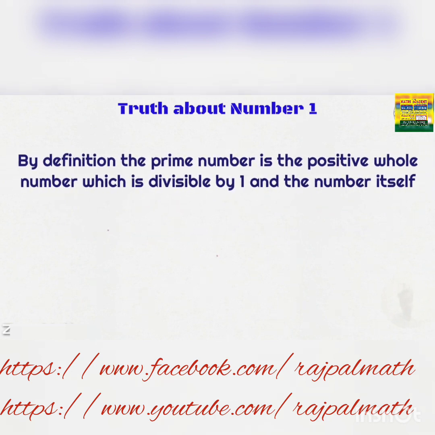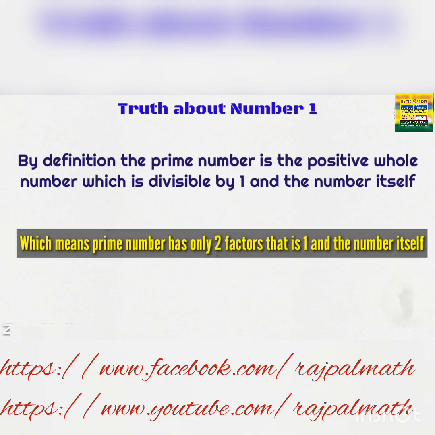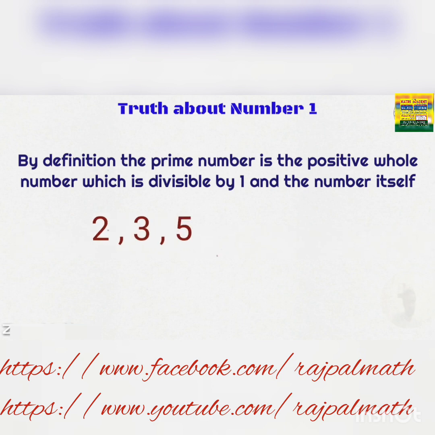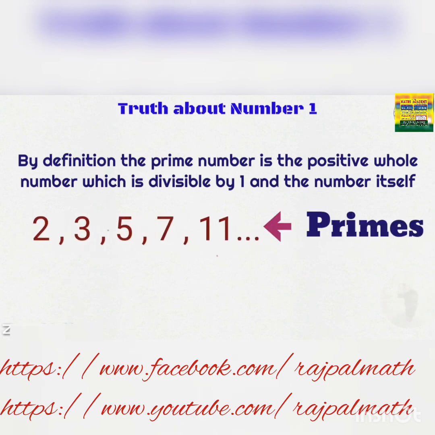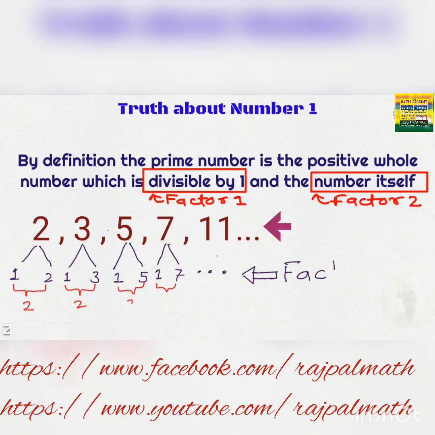By definition, the prime number is a positive whole number which is divisible by 1 and the number itself, which means it has only two factors, that is 1 and the number itself. For example, number 2, 3, 5, 7, 11 are some primes. So if you look at number 2, it has only two factors, that is 1 and number 2. Same with number 3, it has only two factors, that is 1 and 3, and so on.